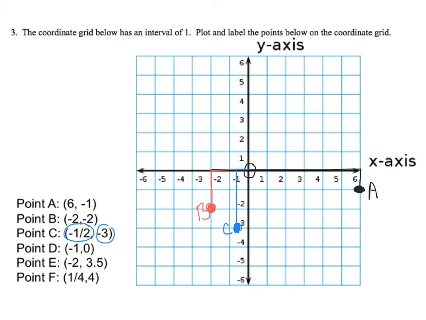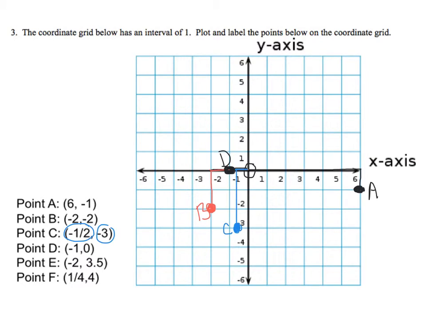Point D, I've got a -1, 0. With a 0 in there, I know I'm going to be on the axis somewhere, but which one? Let's find out. Starting at the origin, we're going to go to -1 on the x-axis. That's going to bring me to -1 right there. Now 0 in the y tells me that I do not move vertically, which means I'm going to make my point right on the x-axis, and that is point D.